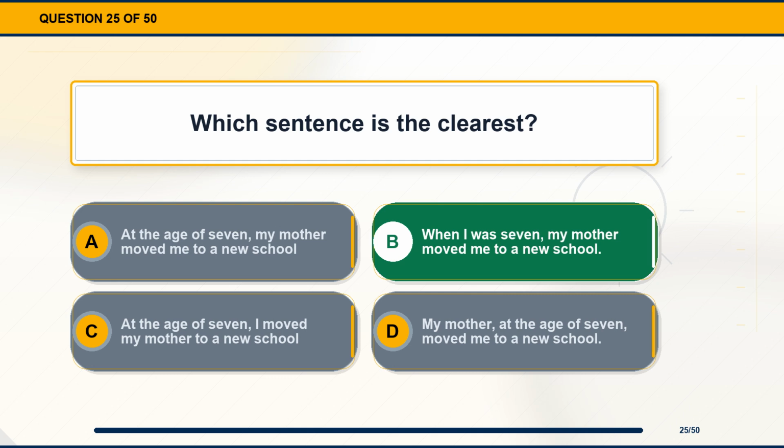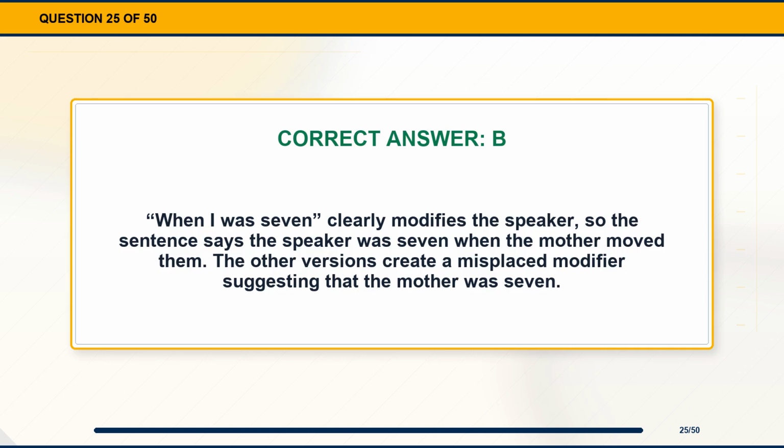The correct answer is option B. When I was 7, my mother moved me to a new school. Explanation: when I was 7 clearly modifies the speaker, so the sentence says the speaker was 7 when the mother moved them. The other versions create a misplaced modifier suggesting that the mother was 7.